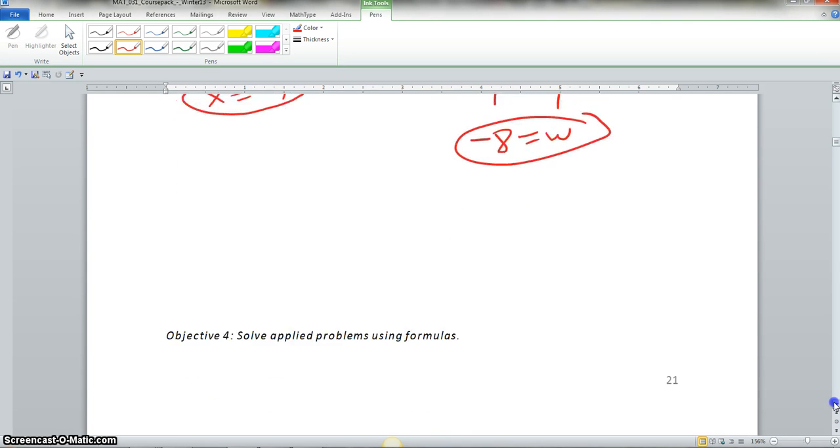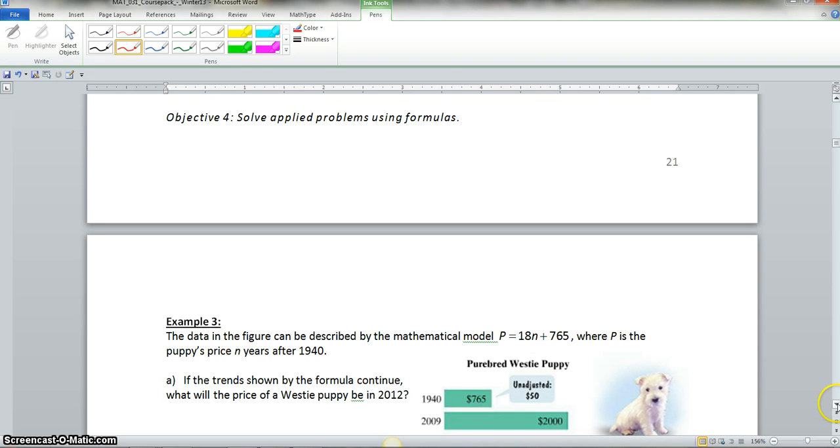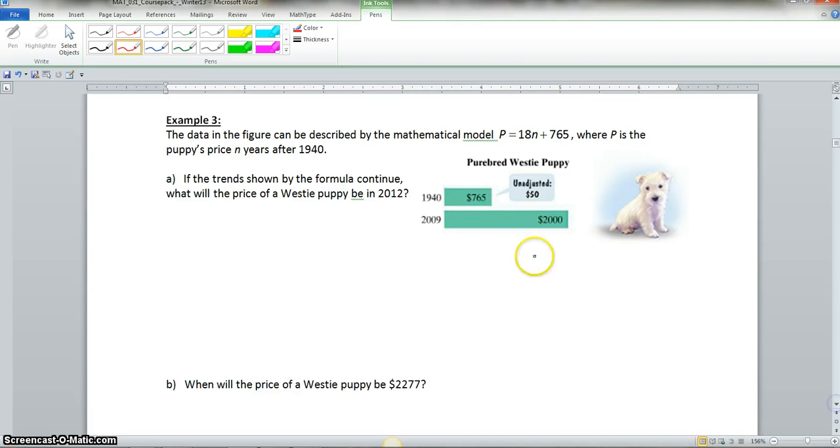Now we scroll down to objective 4. It says solve applied problems using formulas. Example 3. The data in the figure can be described by the mathematical model P equals 18n plus 765, where P is the puppy's price in years after 1940. So P is the puppy's price, and then the N stands for the years after 1940. If the trend shown by the formula continues, what will the price of a Westie puppy be in 2012?